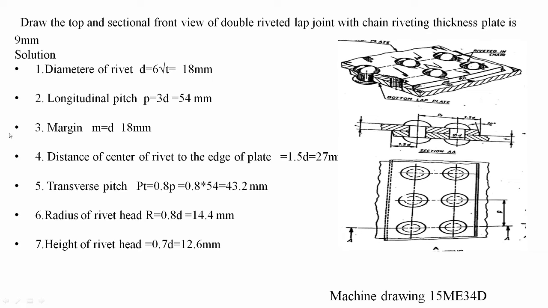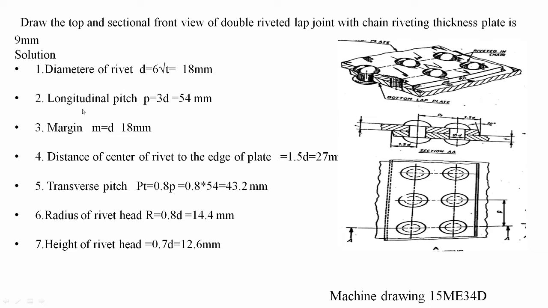With this thickness of the plate given in the problem, you have to derive the remaining portions of the joint, such as the diameter of the rivet, which is given by the formula d equals 6 root t. If you substitute 9 millimeter as the thickness, you get 18 millimeter. Use this diameter to draw the rivet.